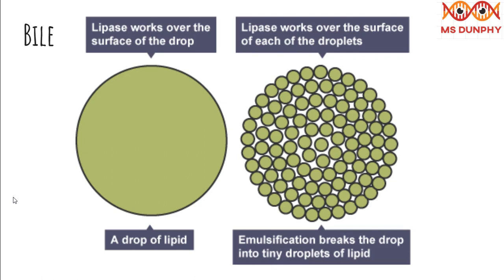Bile also emulsifies fat. In other words, it breaks the fat into tiny droplets. This gives a much bigger surface area of fat for the enzyme lipase to work on, which makes digestion faster.